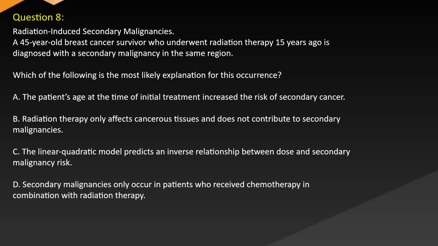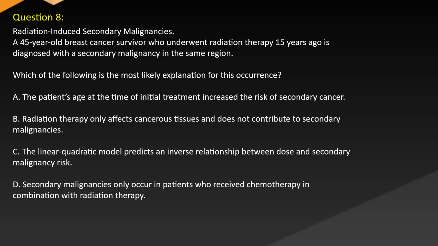A 45-year-old breast cancer survivor who underwent radiation therapy 15 years ago is diagnosed with a secondary malignancy in the same region. Which of the following is the most likely explanation for this occurrence? A. The patient's age at the time of initial treatment increased the risk of secondary cancer.